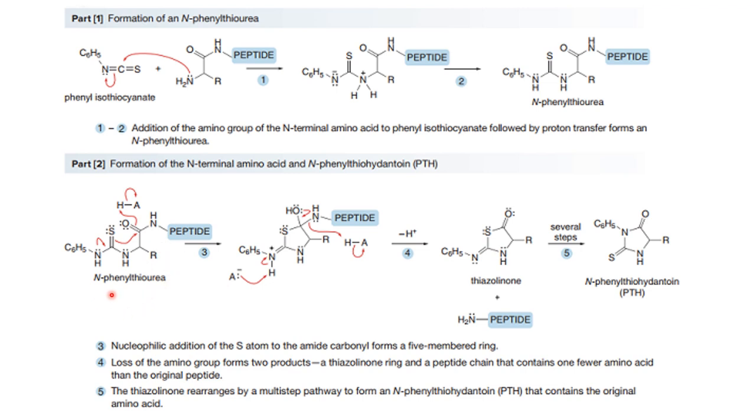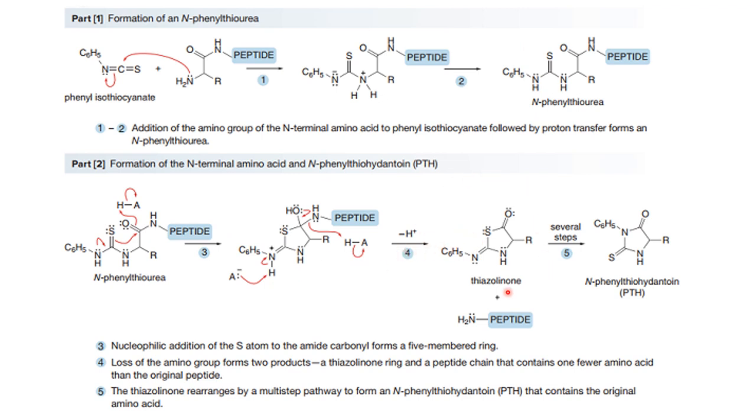So this N-phenylthiourea cyclizes to a thiazolinone adduct. This thiazolinone adduct is a separate entity. This is how the amino acid gets cleaved out, and then you get the remaining peptide chain. And as I told you in the earlier general sequence, this amino end will react with another phenyl isothiocyanate and will be subjected to subsequent steps again.